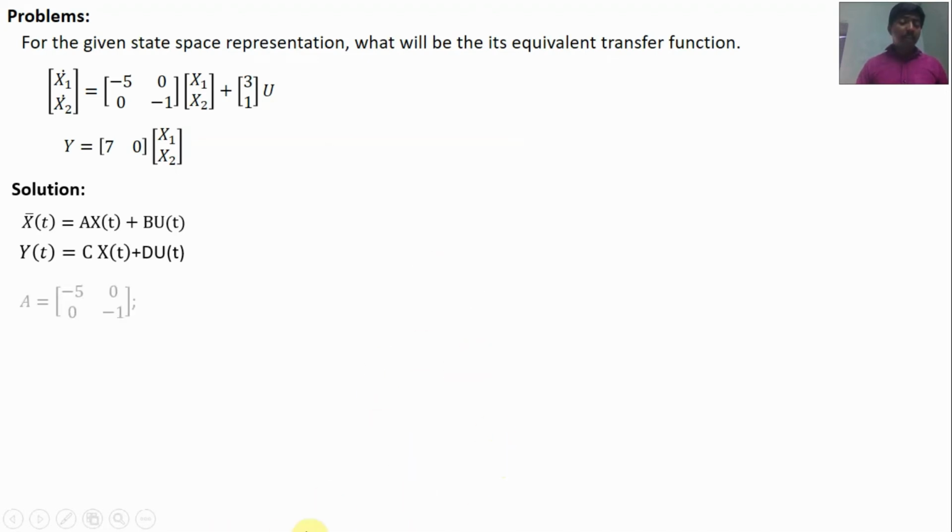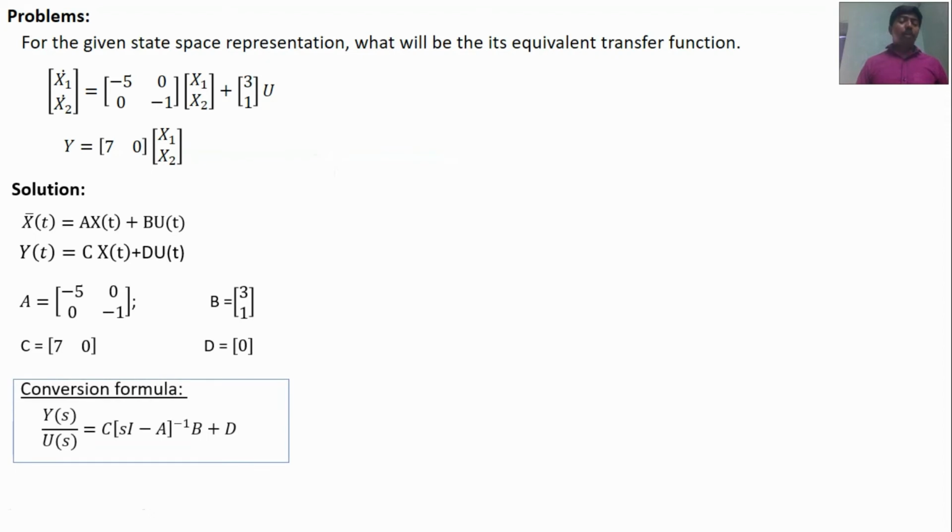From the comparison, A is equal to [minus 5, 0; 0, minus 1]. This value is A. This is the B value. B is equal to [3; 1]. This is the C value. C is equal to [7, 0]. This is x of t, and this is x dot. So D is equal to 0. That is, there is no D term. It means that there is no feed forward element in the system.